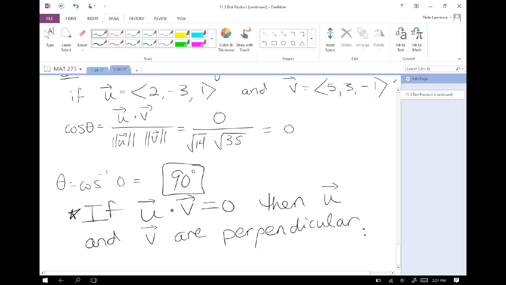So back in section 1 and section 2, we talked about how we can tell if two vectors are parallel. This is an easy way to decide if two vectors are perpendicular. So they're parallel if one is just a scalar multiple of the other. They're perpendicular if their dot product comes out to be 0. And we're going to have another way to check for parallel once we talk about cross products.